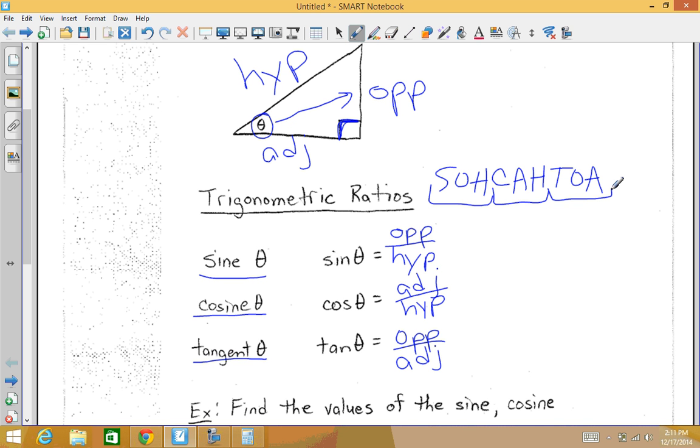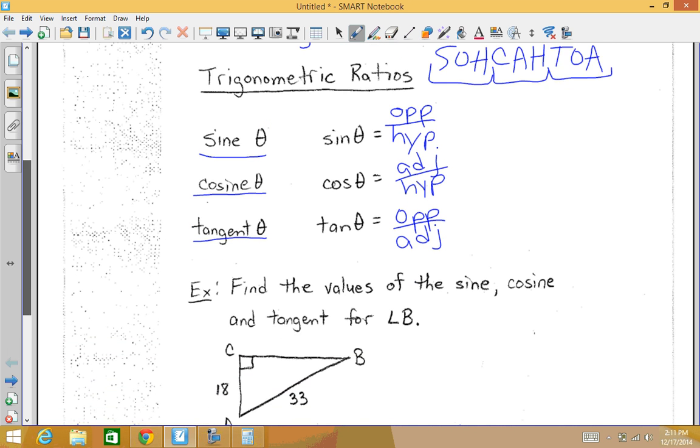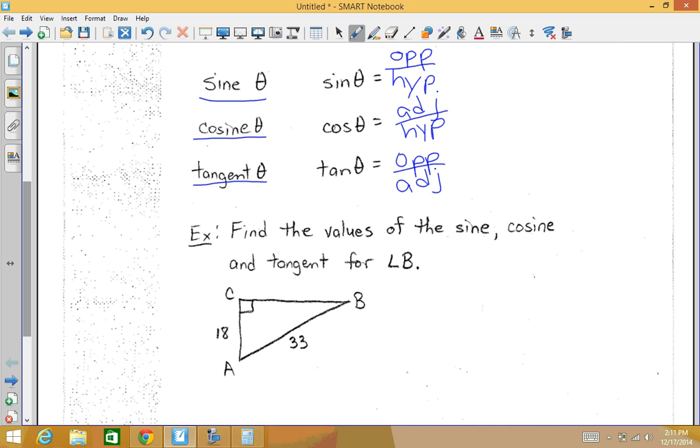Okay, now that we've established what they are, we can put them into action. Here we have an example, and the example asks us to find the values of the sine, cosine, and tangent for angle B. So everything's going to be based on angle B, and we should label the sides according to angle B. The side opposite of angle B is the opposite. The side across from the 90, the longest side, is the hypotenuse. And the side that is left is the adjacent side.